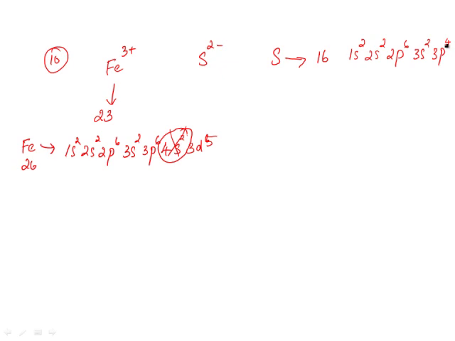S2- means how many electrons you have? Normal sulfur has 16, S2- has 18. So you need to add 2 more electrons. Where will that go? To the last filled level, which is 3p. Note that in 3p it's only up to 3p4. P can take a maximum of 6. So this will become 3p6.